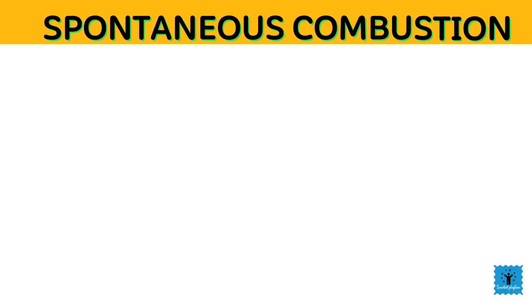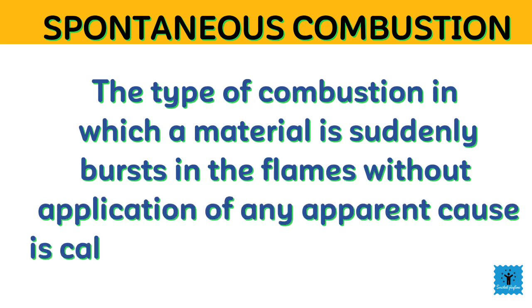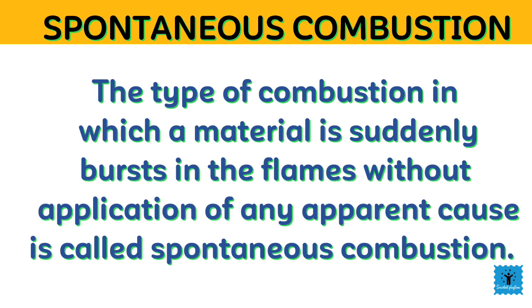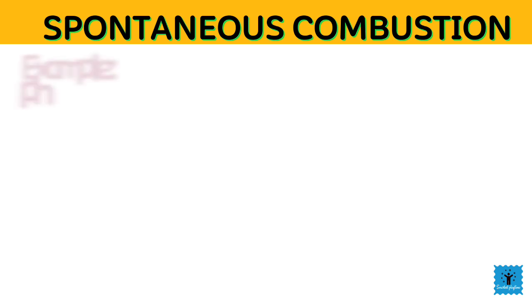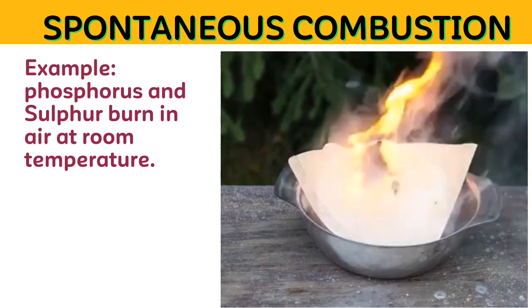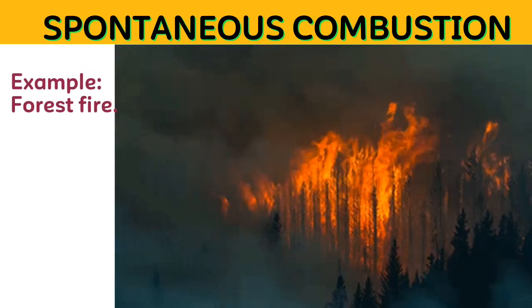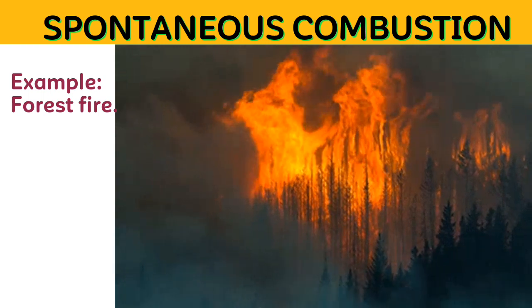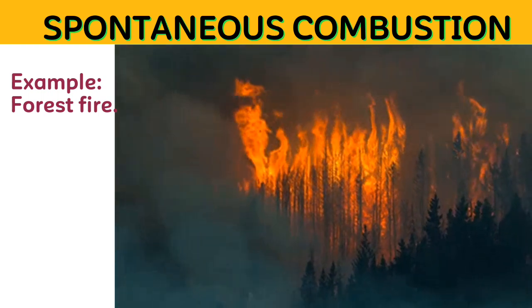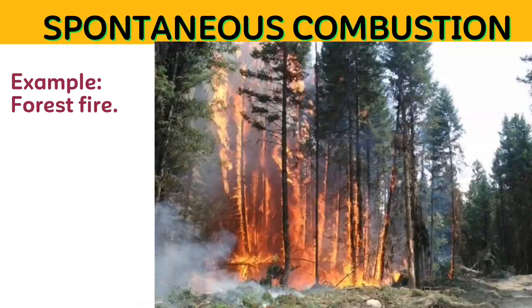Second type of combustion is spontaneous combustion. When a substance suddenly bursts into flame without the application of any apparent cause, such as heating, it is called spontaneous combustion. For example, phosphorus and sulfur start burning at room temperature. In coal mines, fire breaks out many a times because of combustion of coal dust. And you must have heard about the forest fire. Yeah, that is also an example of spontaneous combustion. Fire often breaks out suddenly because of increasing temperature due to sun or friction.